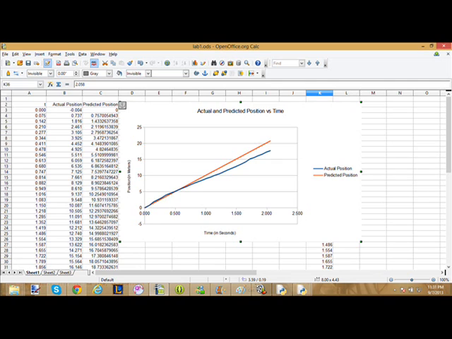So by using Newton's second law, I can closely predict where this object will be at any given point in time.